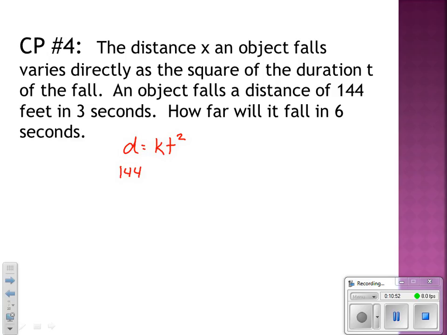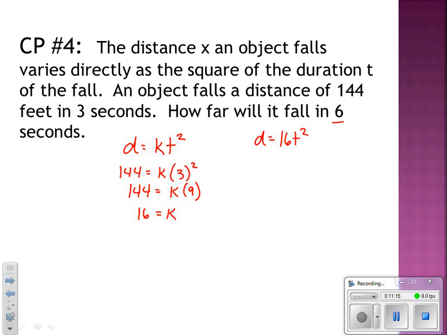So if we plug in that, we can figure out what our constant of variation is. Dividing both sides by 9, I end up with 16 for k. So now I can fit that into my model and use it for an unknown situation. I'd have 16t squared as my equation.